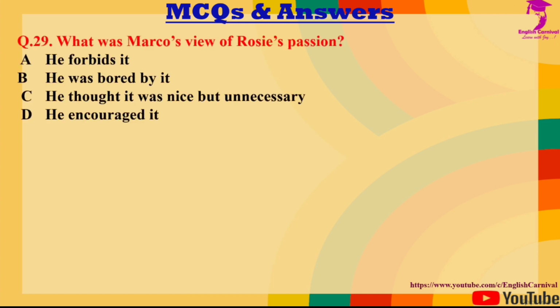Question number 29 we have, what was Marco's view of Rosie's passion? Options are A. He forbids it, B. He was bored by it, C. He thought it was nice but unnecessary, and D. He encouraged it. Correct answer is A, that is he forbids it.